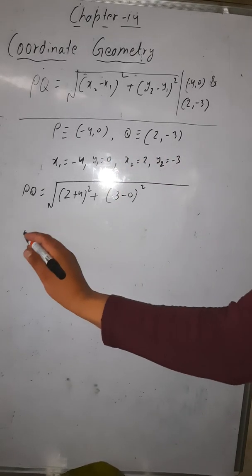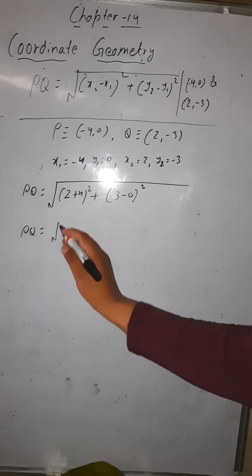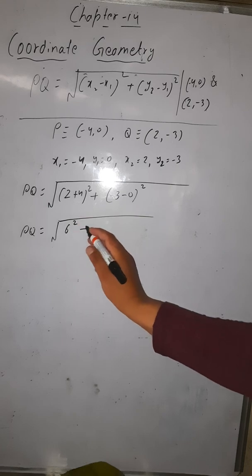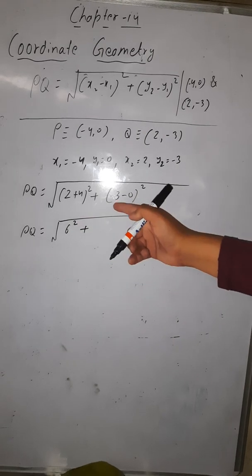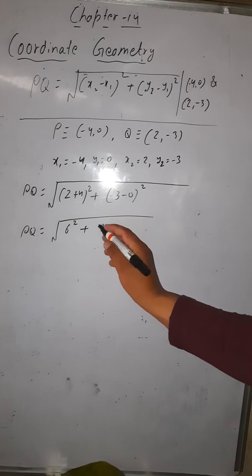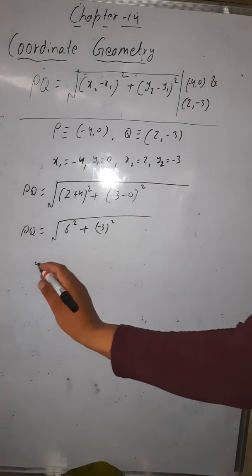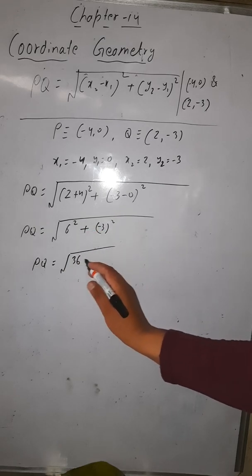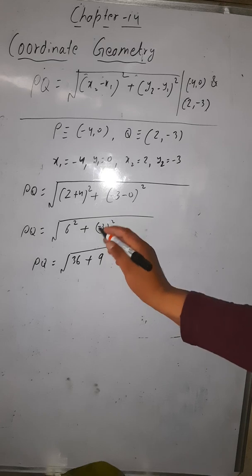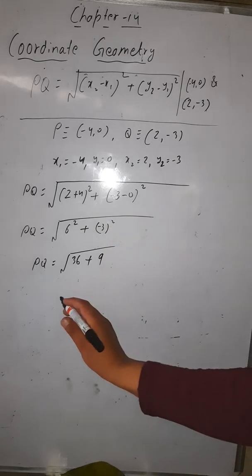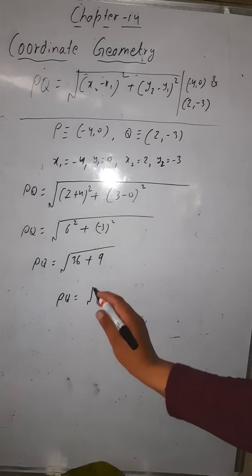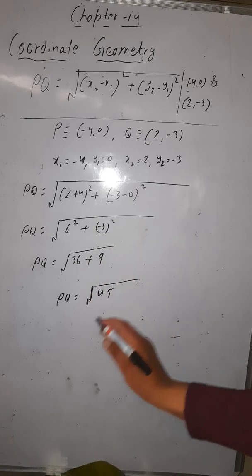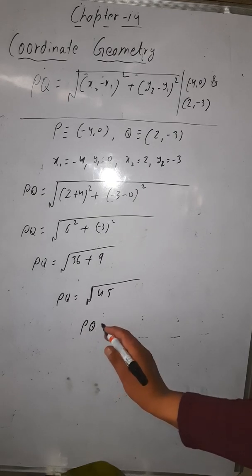Getting this? So from here you can find out value of PQ will be equal to 2 plus 4, that is 6, square of 6, plus minus 3 minus 0, it will remain minus 3. So it will remain minus 3, square of minus 3. So from here you can find out value of PQ will be square of 6 is 36 and square of minus 3 is 9. Square of minus is plus and square of 3 is 9. So from here you can find out PQ will be equal to square root of 36 plus 9 is how much? 45. So from here you can find out PQ is how much?